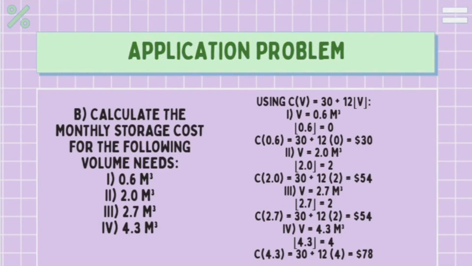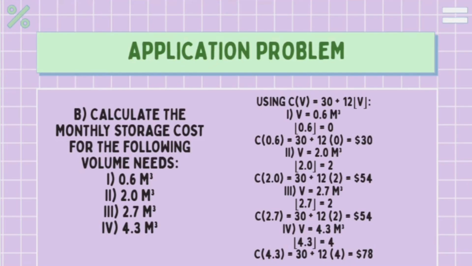Next, let's calculate the monthly storage cost for 0.6, 2.0, 2.7, and 4.3 cubic meters. To solve this problem, we need to use the function C of V equals 30 plus 12 times the greatest integer less than or equal to V. Now let's look at the first volume. The first volume is 0.6 cubic meters. The greatest integer less than or equal to 0.6 is 0. So C of 0.6 equals 30 plus 12 times 0 equals $30.